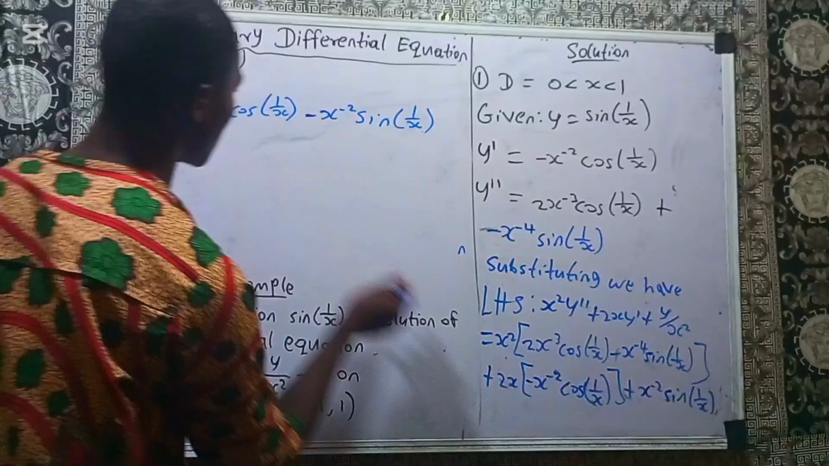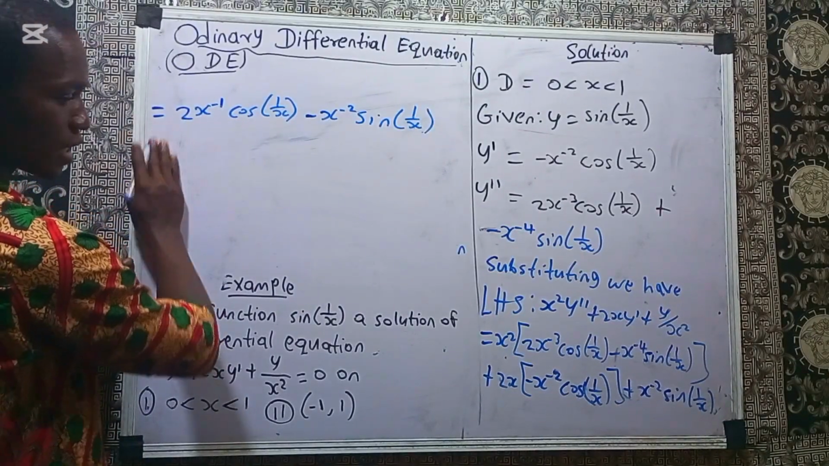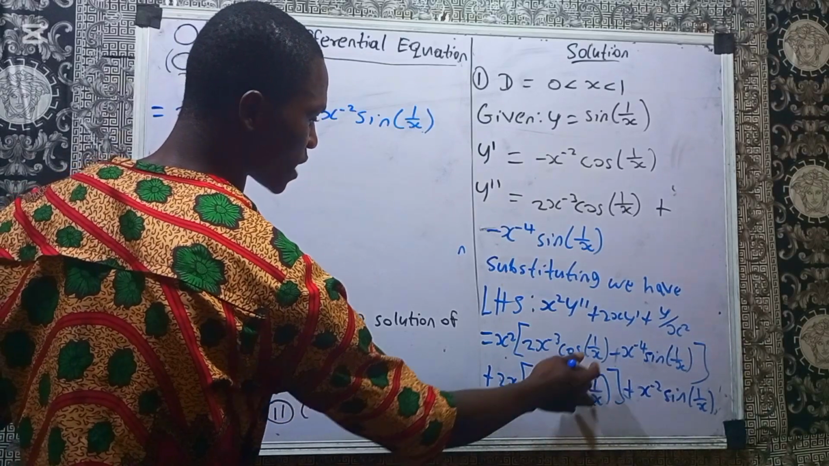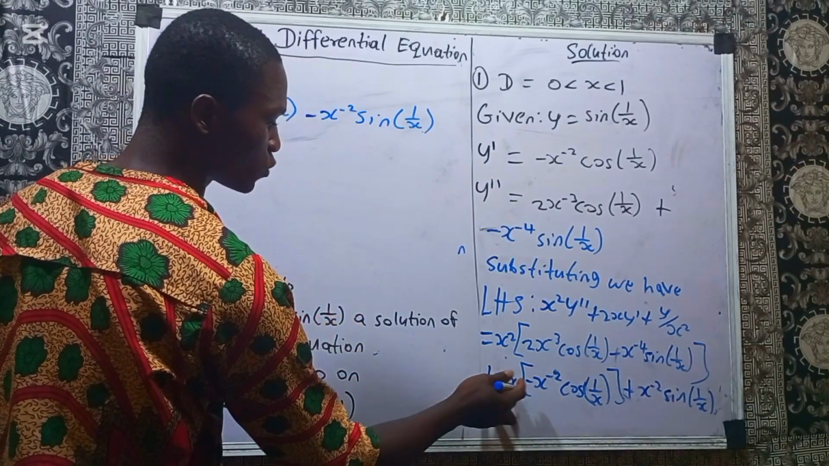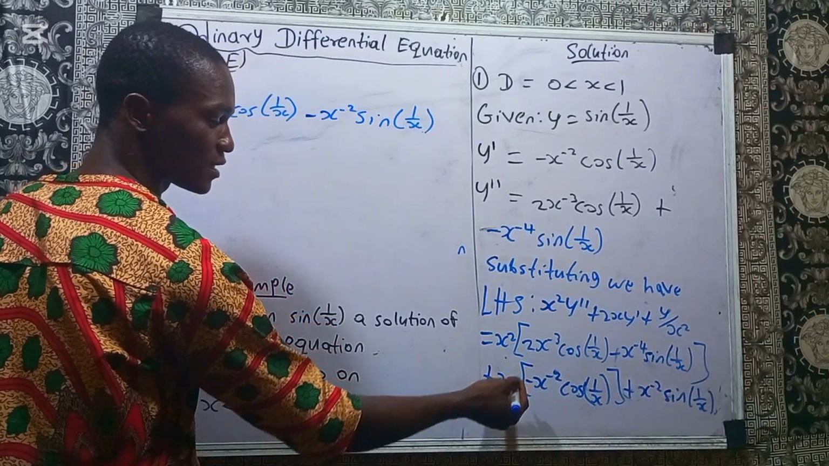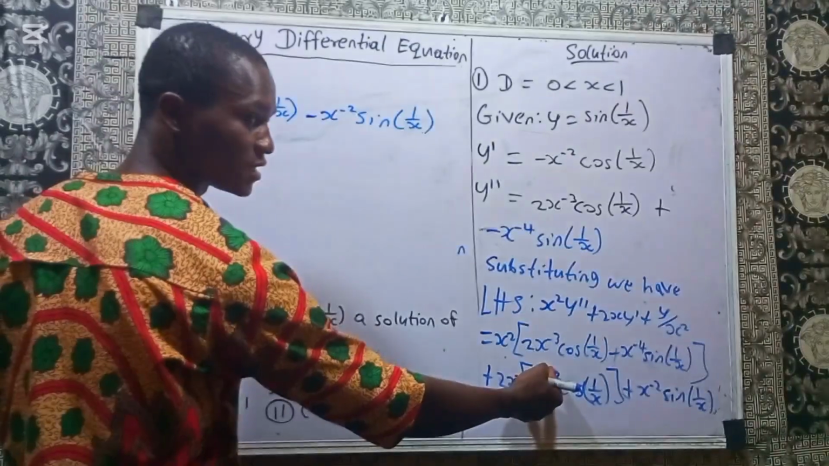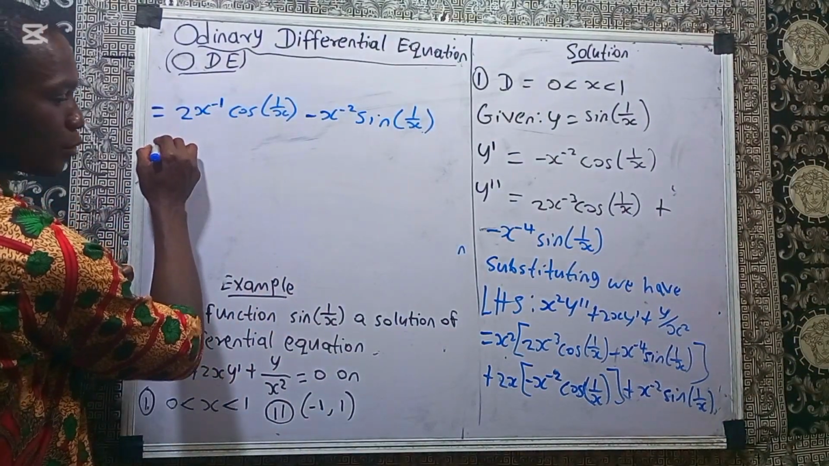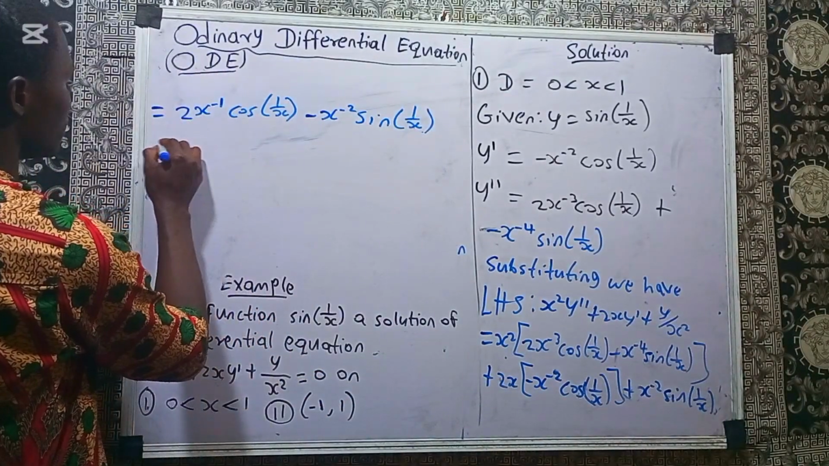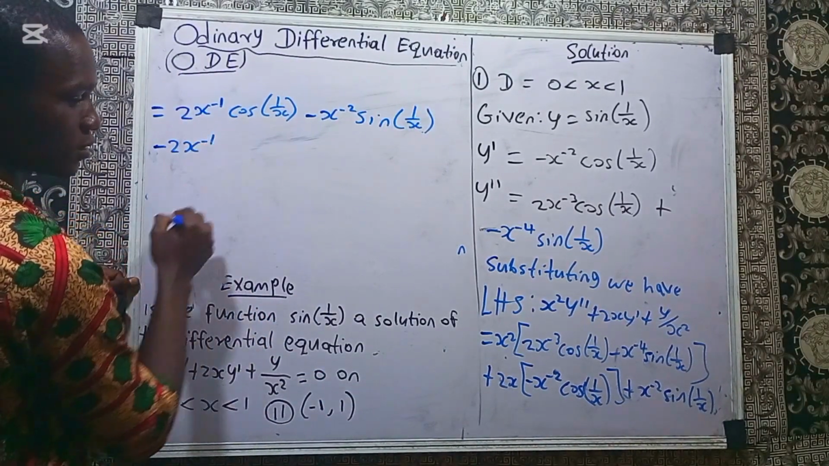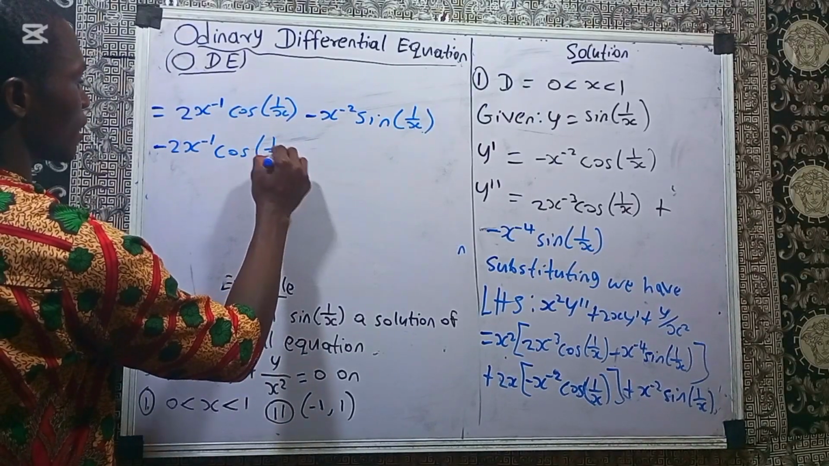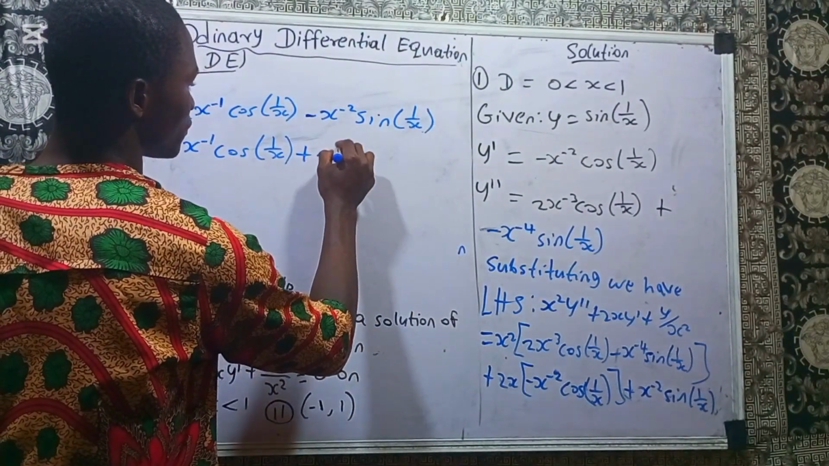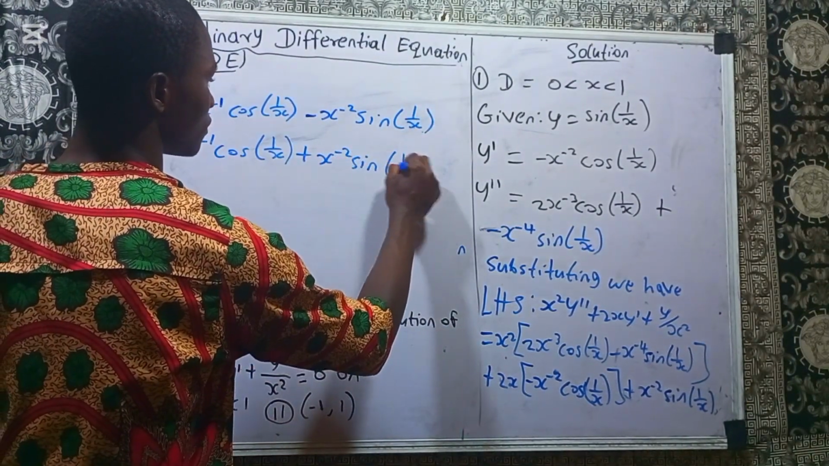Then if you come here and multiply 2x by negative x raised to power negative 2 cosine 1 over x, you add the index. Index of x here is 1, index of x here is negative 2. 1 plus negative 2 is negative 1. But you have negative here in the multiplication, so you have negative 2x raised to power negative 1 cosine of 1 over x, right? Then we'll have the last one, plus x raised to power negative 2 sine of 1 over x.